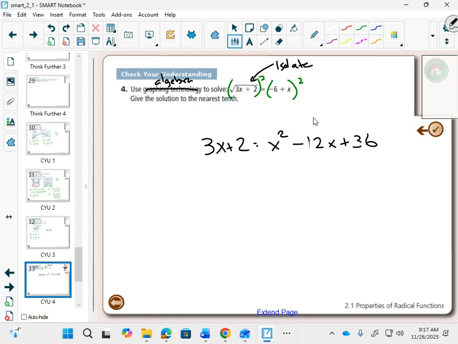And now we get a quadratic equation. How do you solve quadratic equations? You first have to make one side equal to 0. So I'm going to move the 3x and the 2 over, giving me x squared minus 15x plus 34.